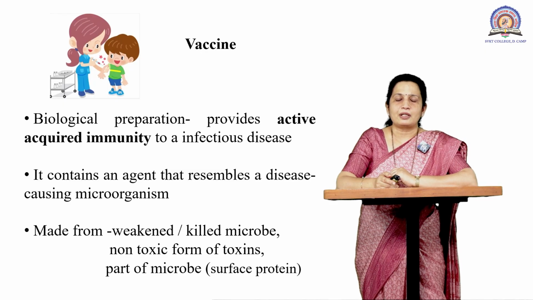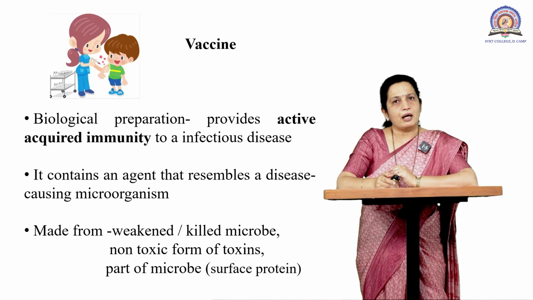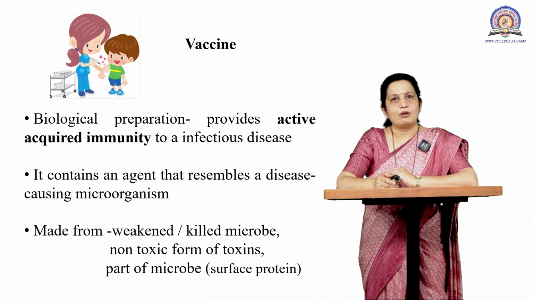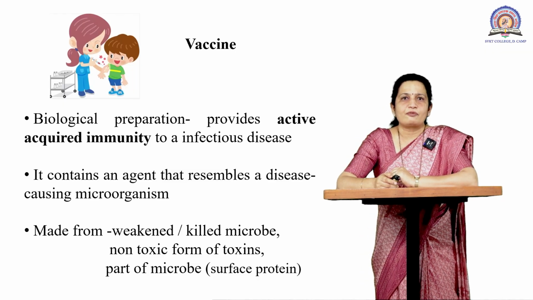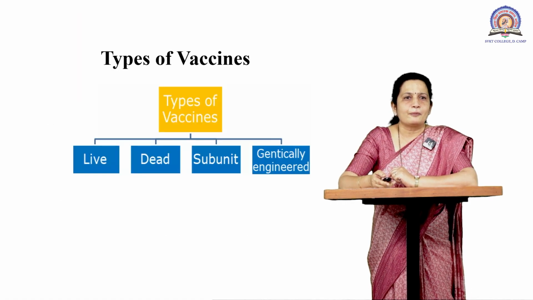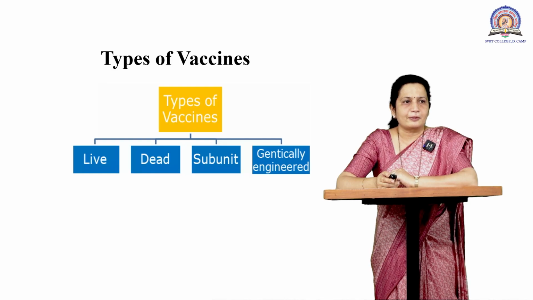Many times, rather than using a killed or live organism, a part of the microorganism is used. For example, for preparation of hepatitis B vaccine, the surface antigen is used. Likewise, different preparations are used. According to this, vaccines are of different types.